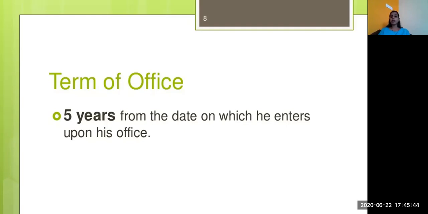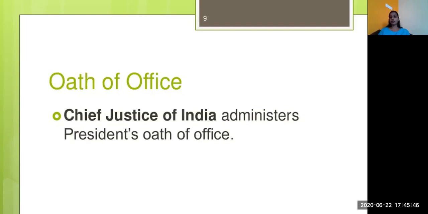Now, who administers the oath to the president of India? The Chief Justice of India administers the oath to the president of India. For your information, who is the Chief Justice of India? It is Sharad Bobde. He is the Chief Justice of India, and the CJI, that is Chief Justice of India, administers the oath to the President of India.